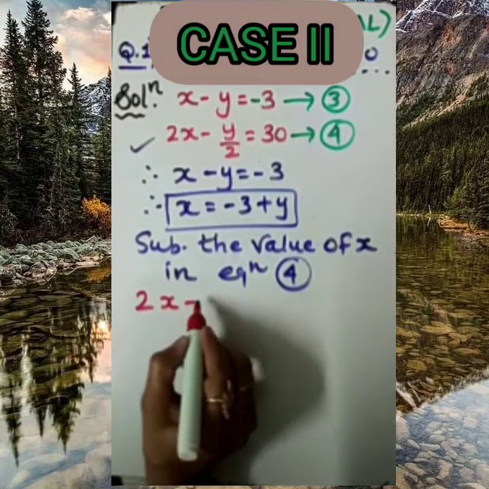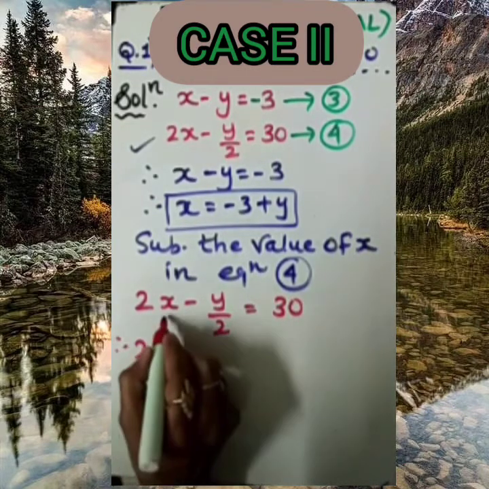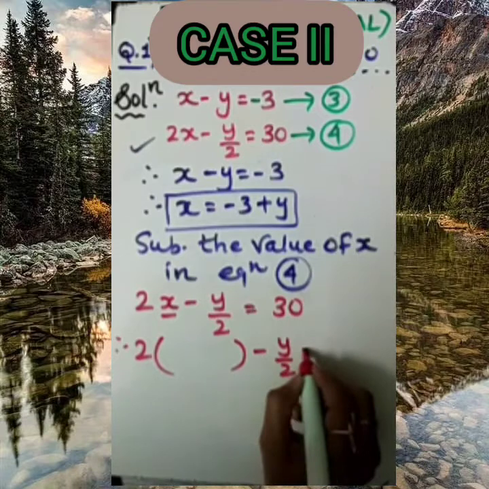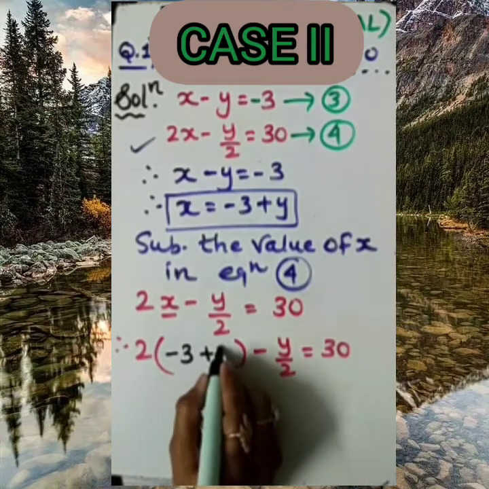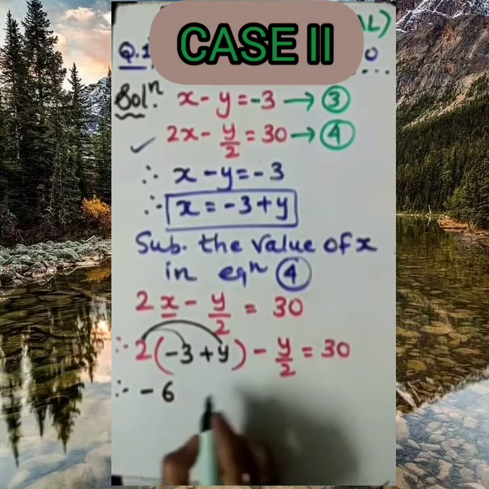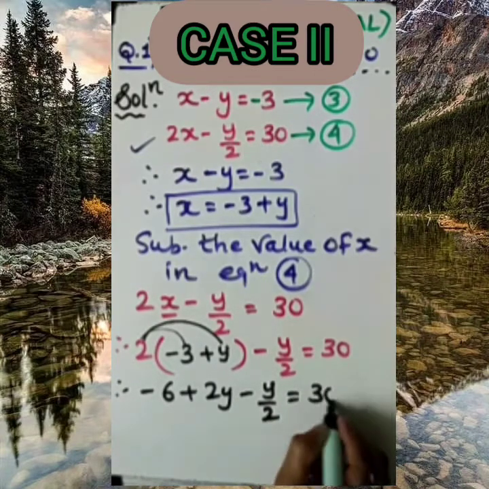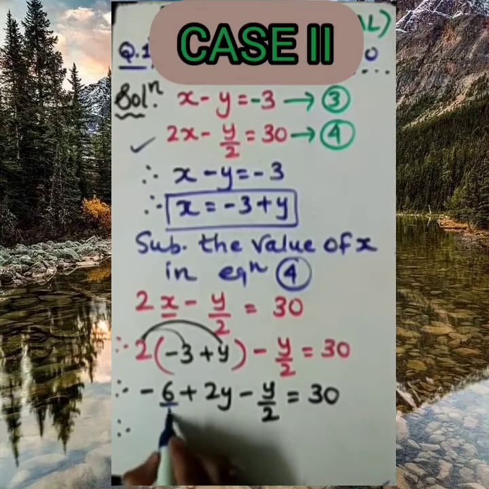So dear student, let's go with this. The equation is 2x minus y by 2 equal to 30. Therefore, in place of x, I am writing this value here: 2 times (minus 3 plus y) minus y by 2 equal to 30. So let's multiply. 2 times 3 is minus 6, 2 into y is 2y, minus y by 2 equal to 30. Very simple. Now as we did in the previous case, we have written 1 here for our convenience.